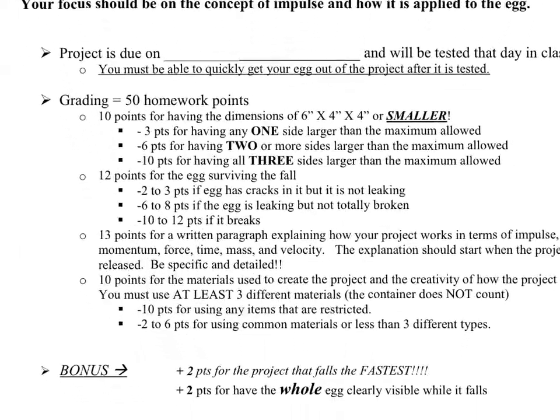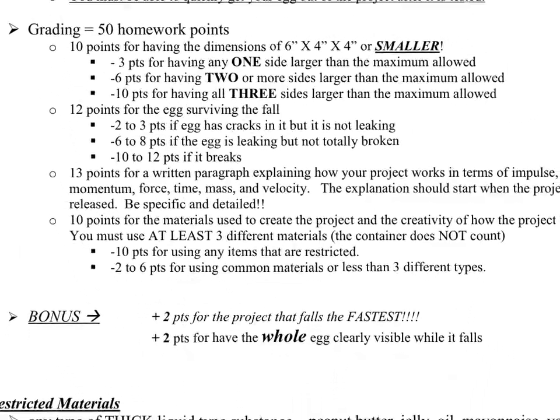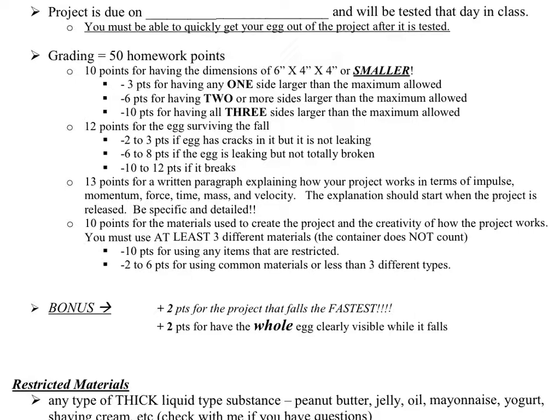So the next section here is 13 points for the written paragraph. By the way, I graded the Mousetrap card project, and you guys did a great job for the most part on that. Hopefully that will continue on this project. So 13 points for a written paragraph explaining how your project works in terms of impulse, momentum, force times mass, and velocity. The explanation should start when the project is released and be specific and detailed.